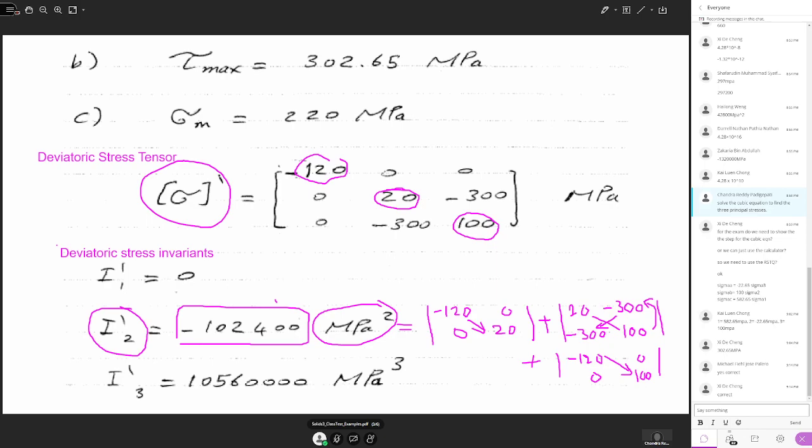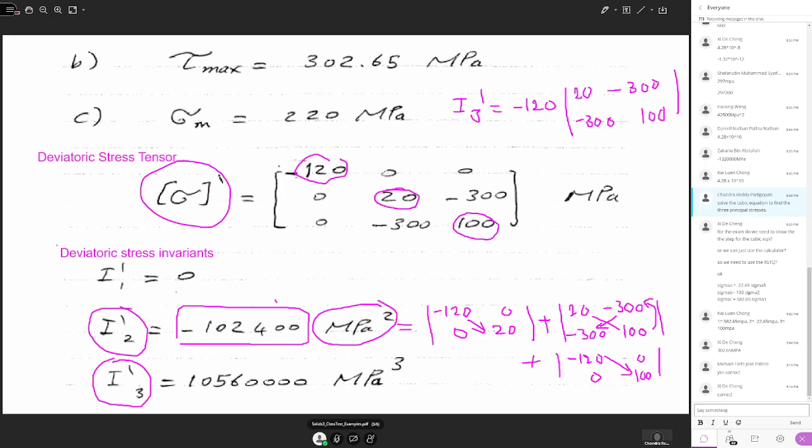All right. So then the third deviatoric invariant will be, simply evaluate the determinant. So we can write that I3 dash is equal to, the good thing is in the first row, 2 zeros are there. So we can simply write the determinant as negative 120 multiplied by, we take 20 minus 300, then minus 300, then 100.